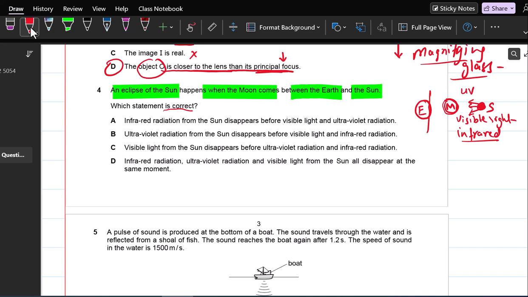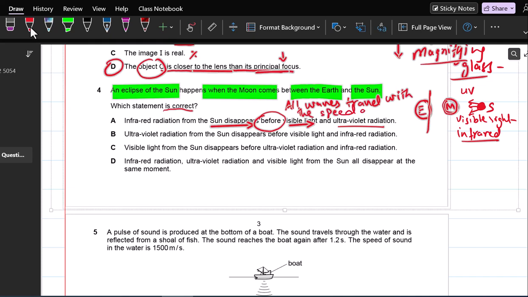Infrared radiation from the sun disappears before visible and ultraviolet radiation. No, it is not possible, because all waves travel with the speed of light, and that is 3.0 × 10^8 meters per second.